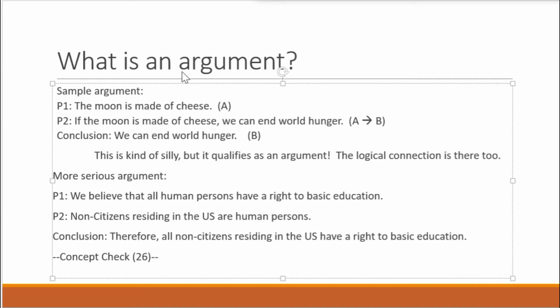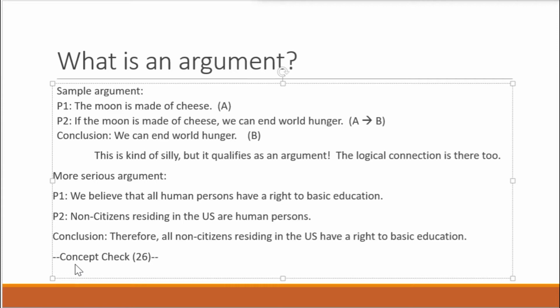So what I've done here is I've just put these into symbols real quick so we can see. I think this makes it clear that the logic is valid here. It's A implies B, therefore B, right? That makes total sense. The only trouble is A is false in this case, and A implies B is false in this case. But here's a more serious one.